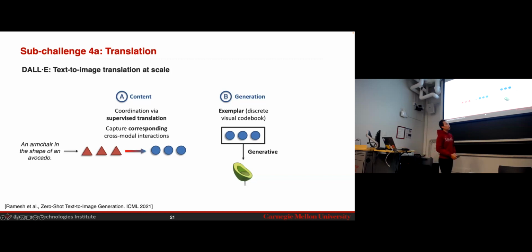Okay, but same thing, right? The 2 dimensions. One is the content. In this case, the content is maintained because you're only capturing the corresponding cross-modal interactions that have the exact same meaning. And the second dimension, a generative process, is more exemplar-based, using this discrete latent space.